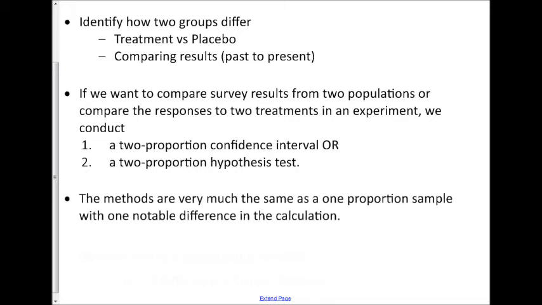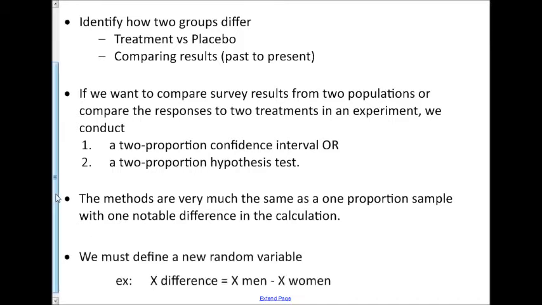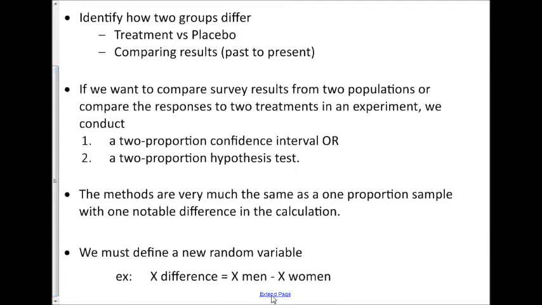Now, pretty much everything that we're going to do is going to be similar to what we did with one sample or with one proportion. So all of those things that we did with a one proportion z-test or a one proportion z-interval are going to be the same, but there is one big difference, and that is we have to define a new random variable. Now this is a little bit what's covered in some of the chapters that we had previously skipped, but that's not going to be a big deal.